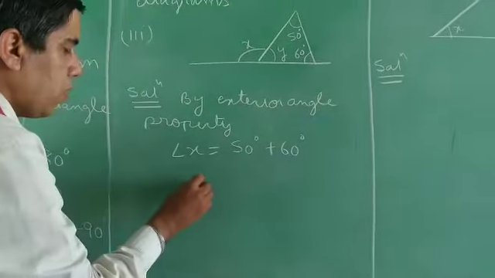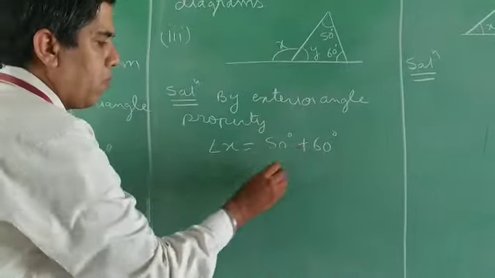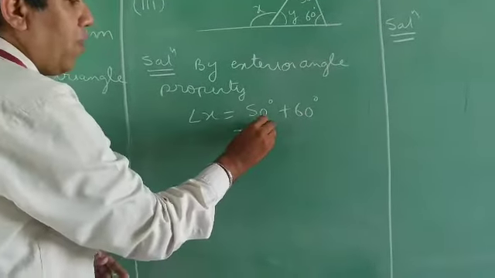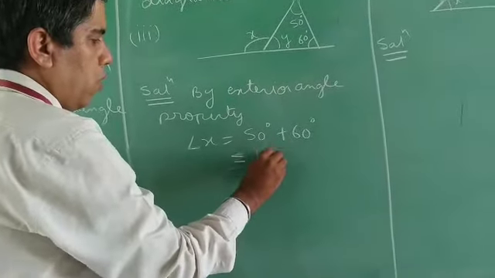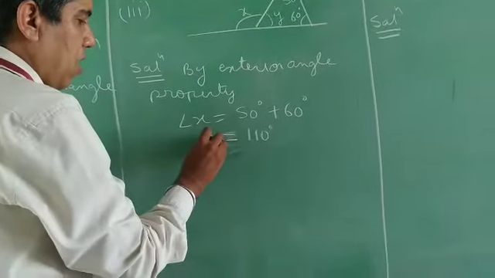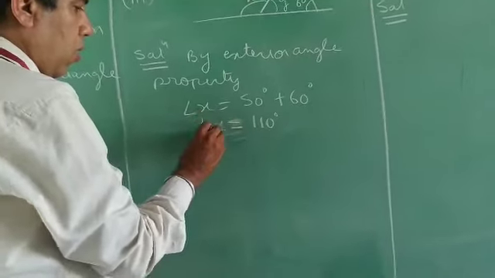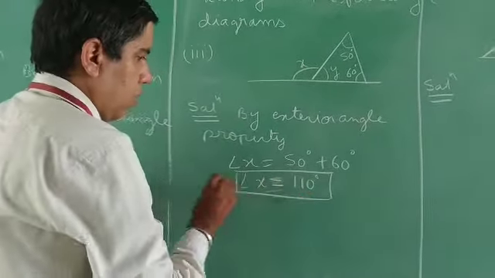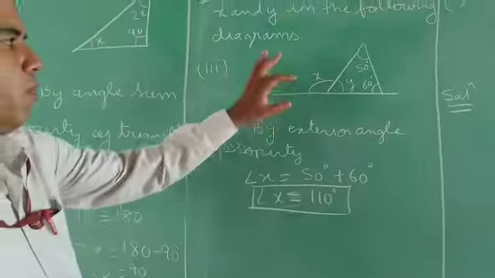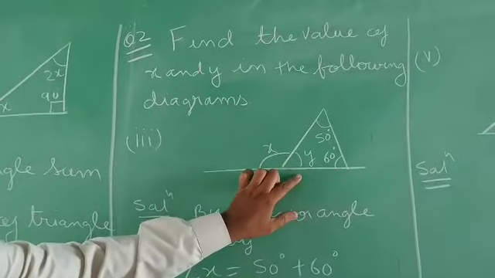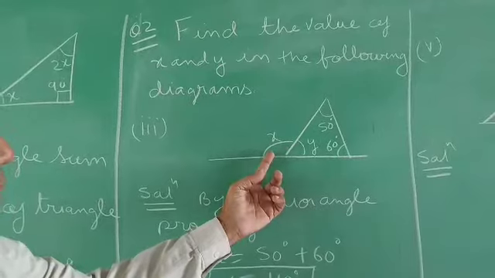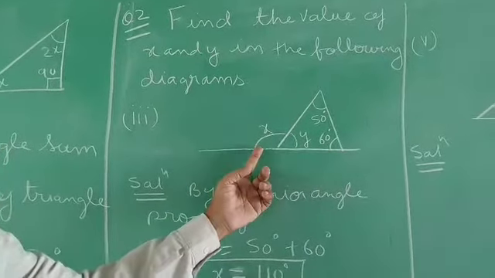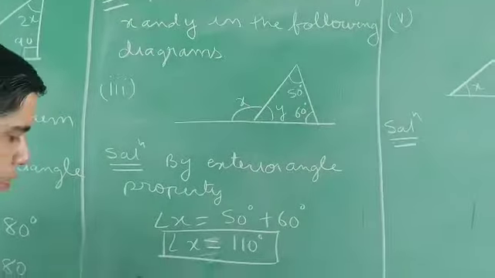So now we get the value here. 50 plus 60 is how much? 110 degrees. So angle x equal to 110 degrees is the answer. Right, now we have to find the value of y also. Now we can proceed both ways. Either we can use the property that angle x plus angle y is 180. So I am going that way, the linear pair property.